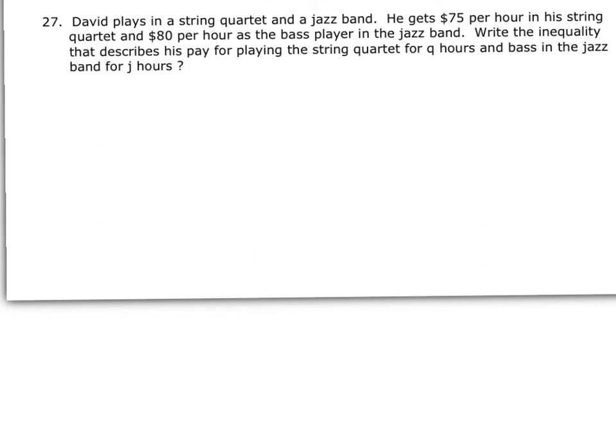Okay, so looking at this problem, we're not comparing anything to anything, so we can't set up an inequality. We can start one, right? It's $75 per hour for the quartet, plus $80 for the jazz band. But we're not setting a goal, or we're not looking at anything to compare it to. So this actually isn't a good question at all.